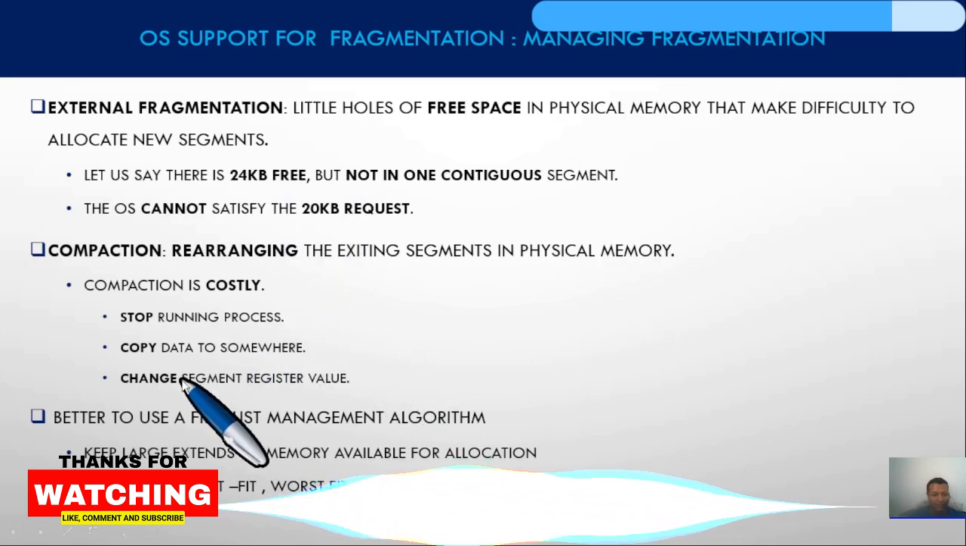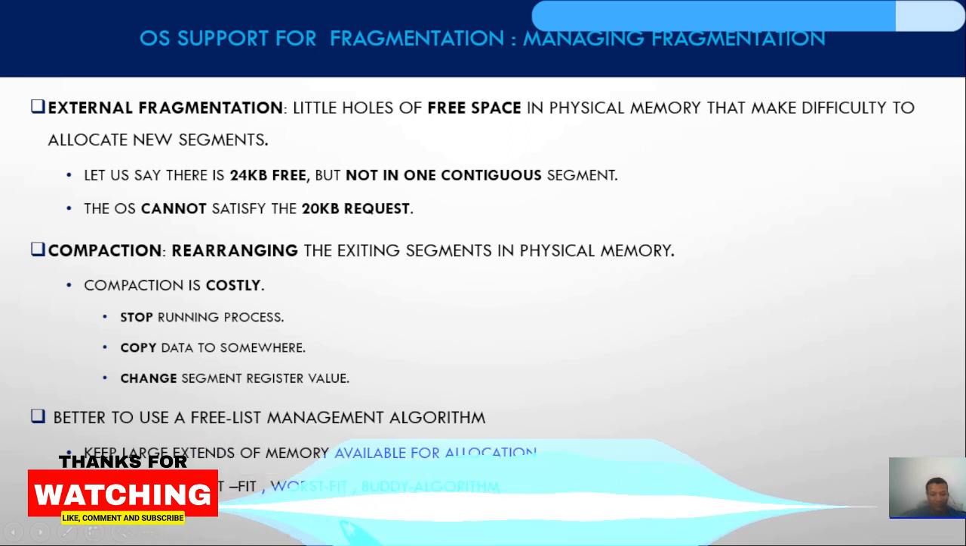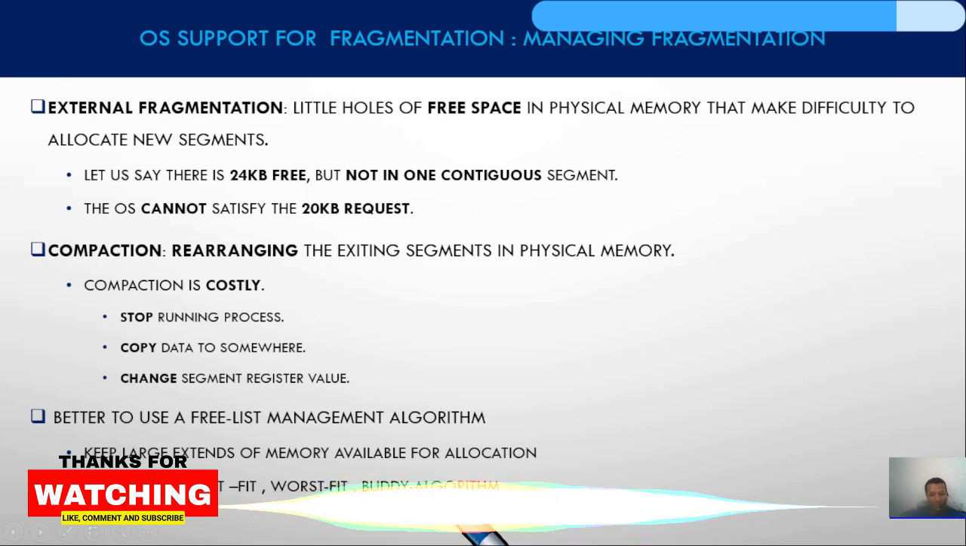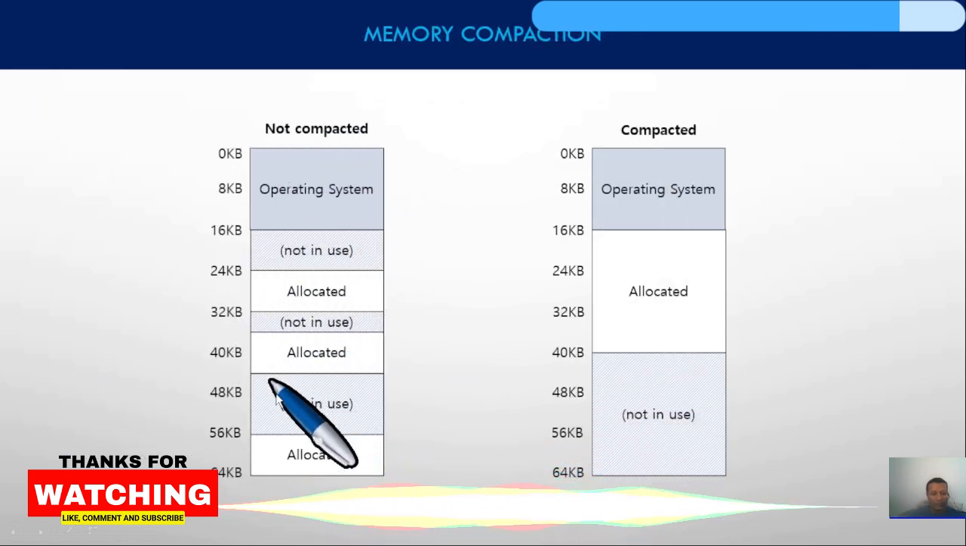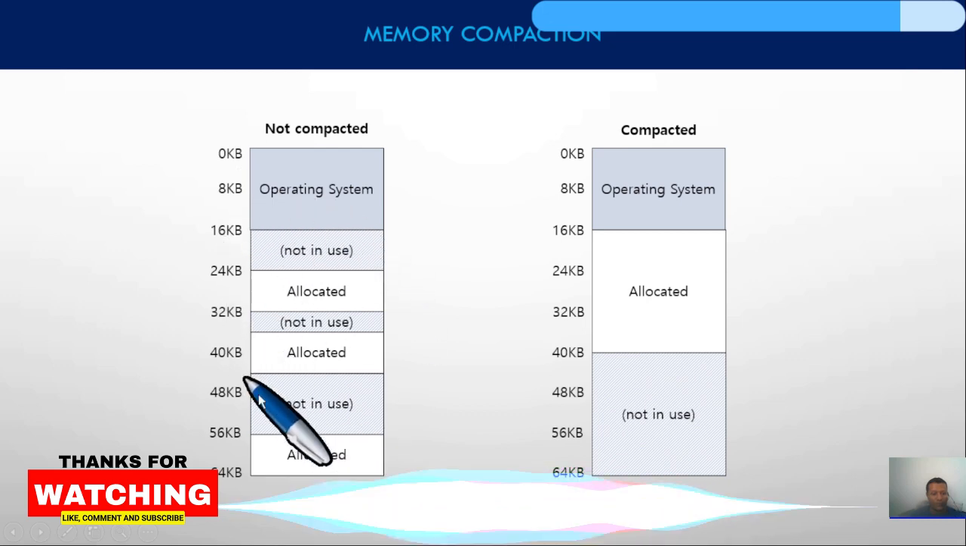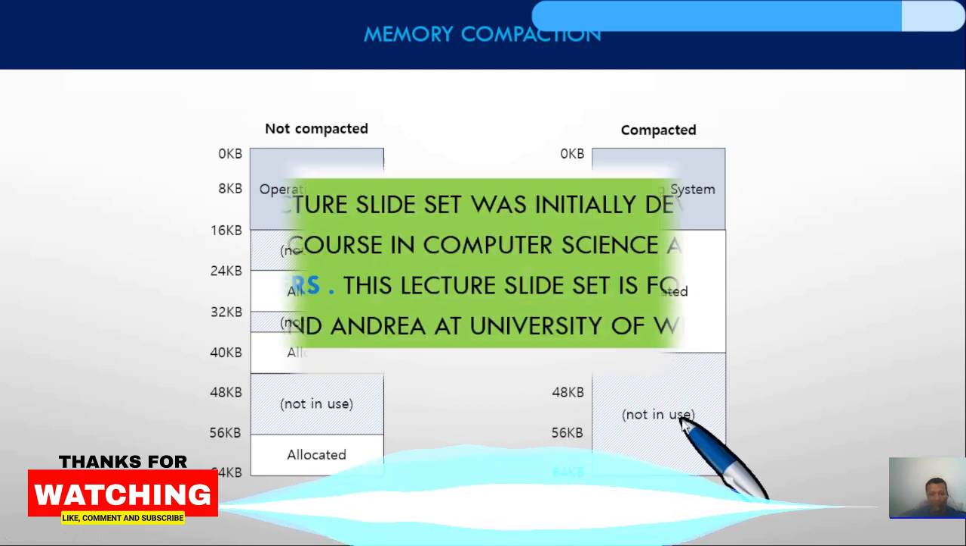So we have another, better idea, a better algorithm. It is better to use a free list management algorithm, which keeps large extents of memory available for allocation. The approaches are the best fit, worst fit, and first fit algorithms. These are the ideas: compaction and free list management algorithms. So this is the non-compacted situation, this is our physical memory. But after compaction, as you can see, our physical memory looks like this.